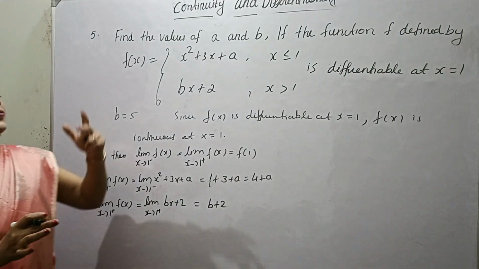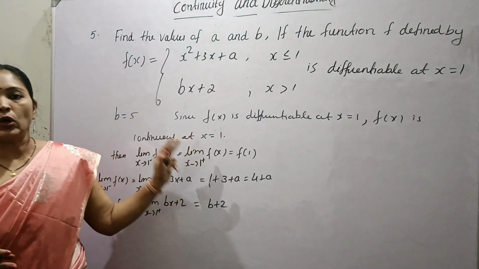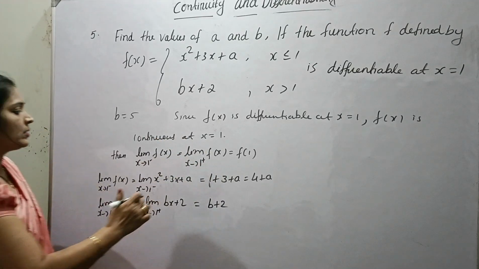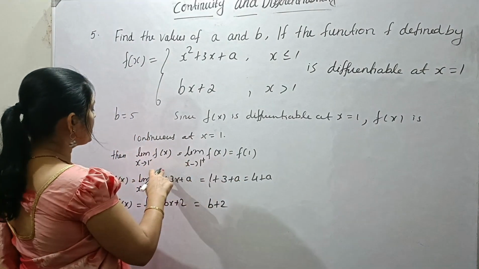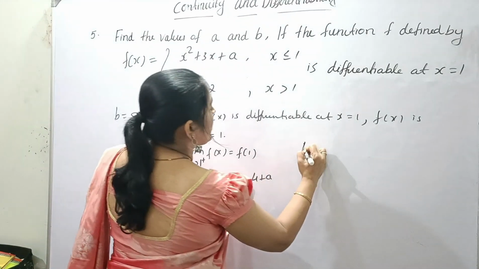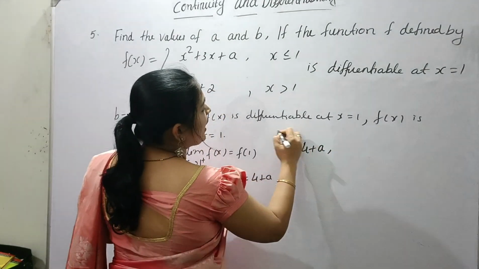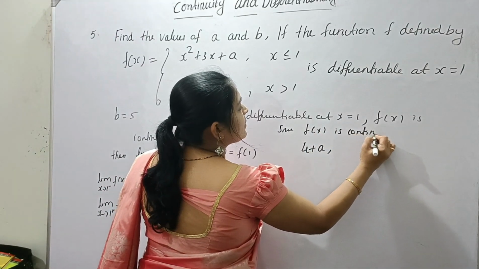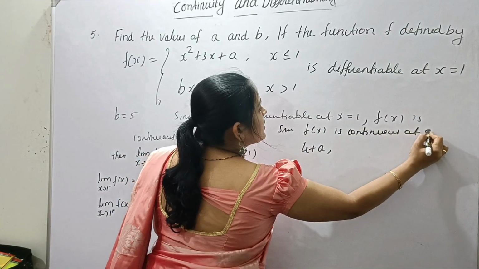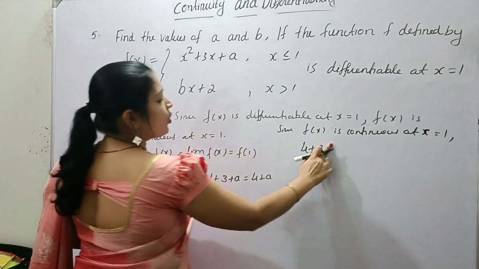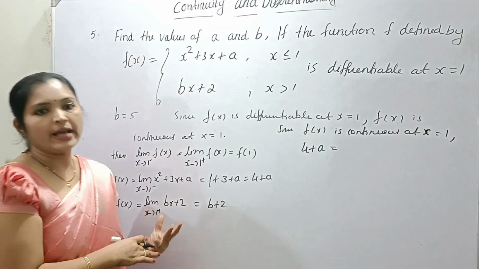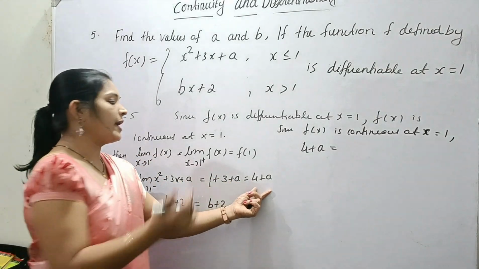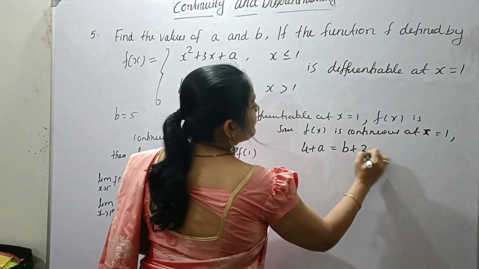Okay. Since this function is continuous at x is equal to 1, left hand limit is equal to right hand limit. Okay. So here left hand limit is equal to right hand limit. Left hand limit is 4 plus a. We can write here, since f of x is continuous at x is equal to 1, 4 plus a, that is left hand limit is equal to right hand limit. Left hand limit is 4 plus a and right hand limit is b plus 2.